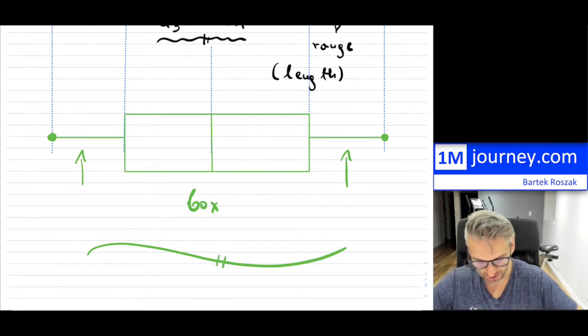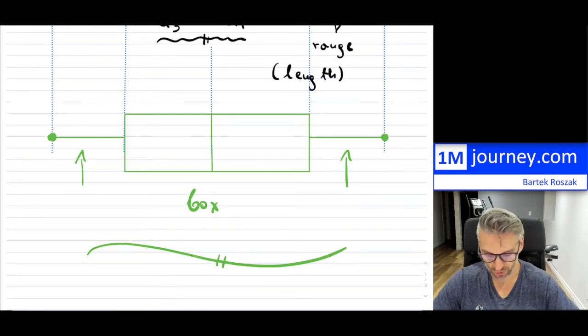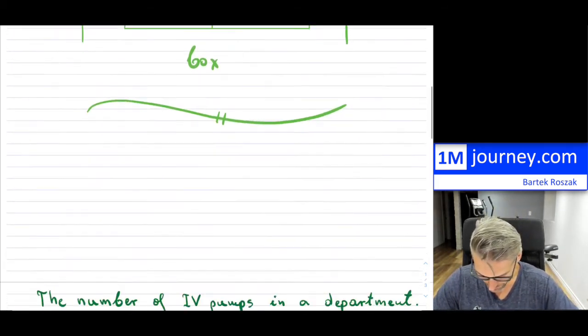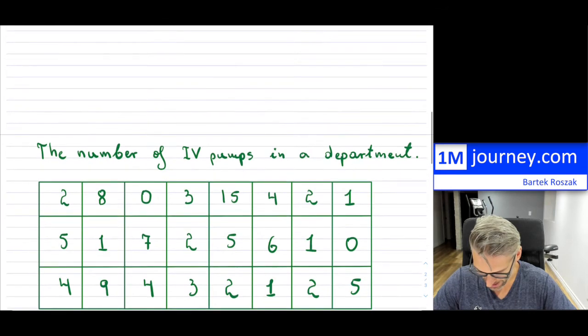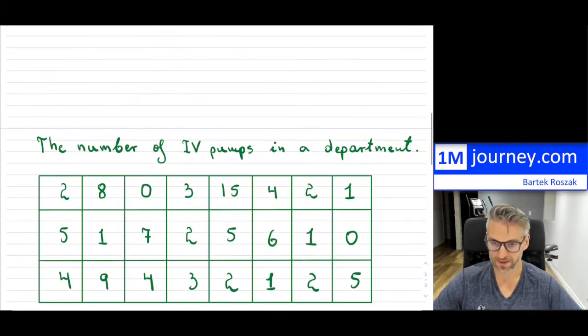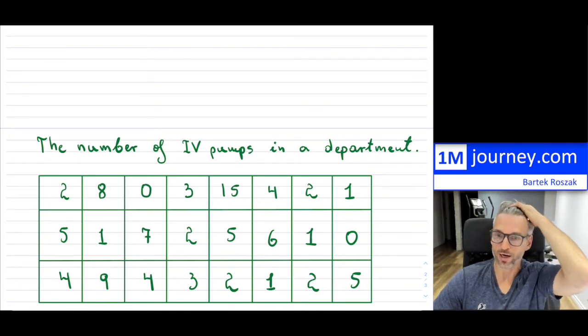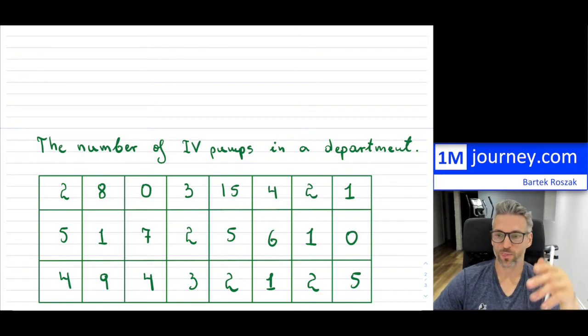So let us take an example and try to illustrate this concept through that example. We are interested in a hospital, and we want to see the number of IV pumps in a department. Some departments have very few IV pumps and other departments might have quite a lot. I have 24 data points here, so it's an even number of data points.